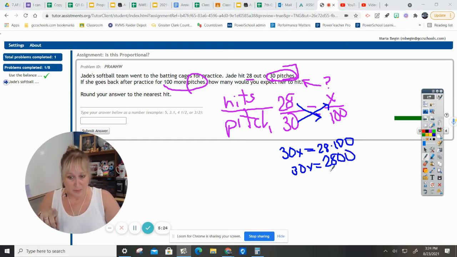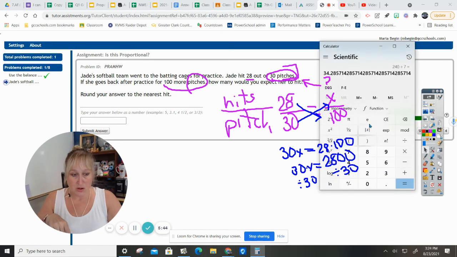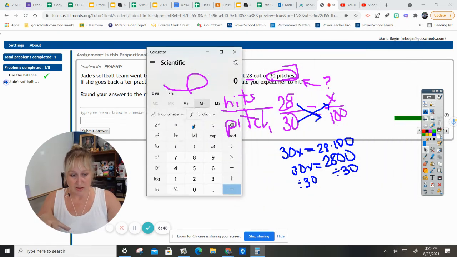Now, the last step of what we've been working on: I have to do the inverse of multiplication, so I'm going to divide both sides by 30. Let's see, I could probably do it in my head. I think it's 70, but I'm going to use my calculator just to make sure, because I don't want my error to be in a calculation when I have access to a calculator.